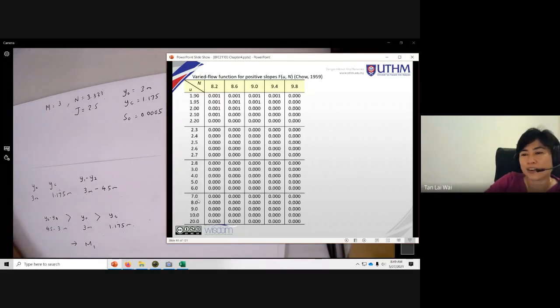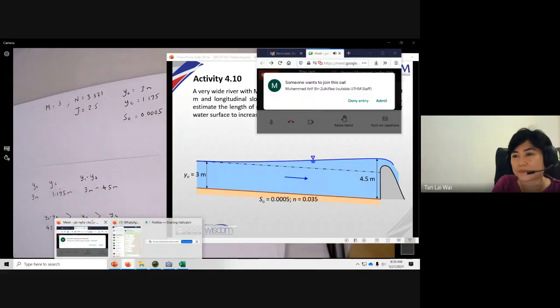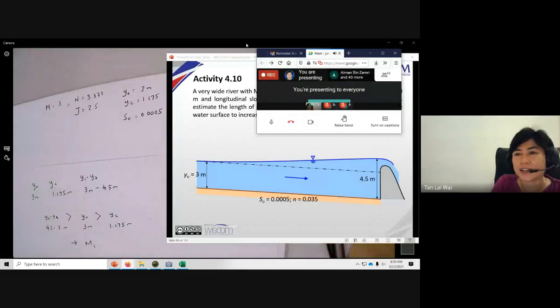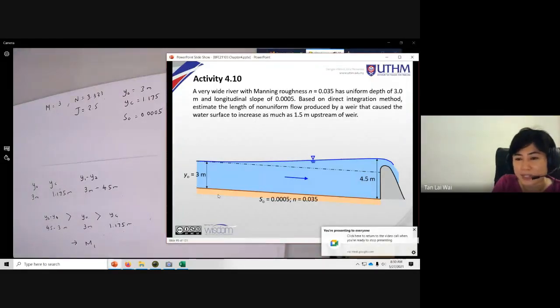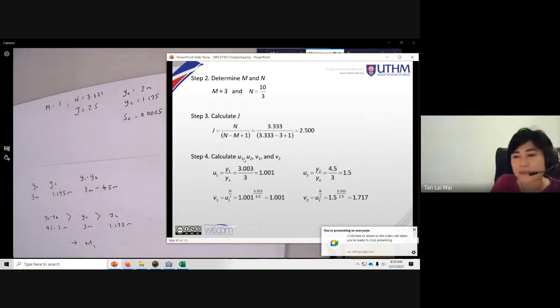Now for me, what I did is, I know my Y naught will increase, therefore I just add 0.1% there. So I add 0.1% to 3 meter, I'll get 3.003. Therefore, when I calculate for my U, I'm going to get 1.001. Therefore, I can read, I have data from that table.